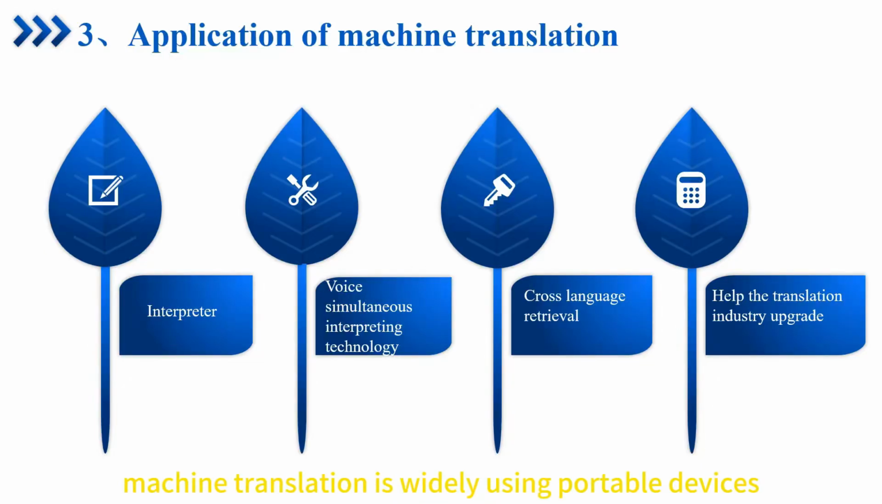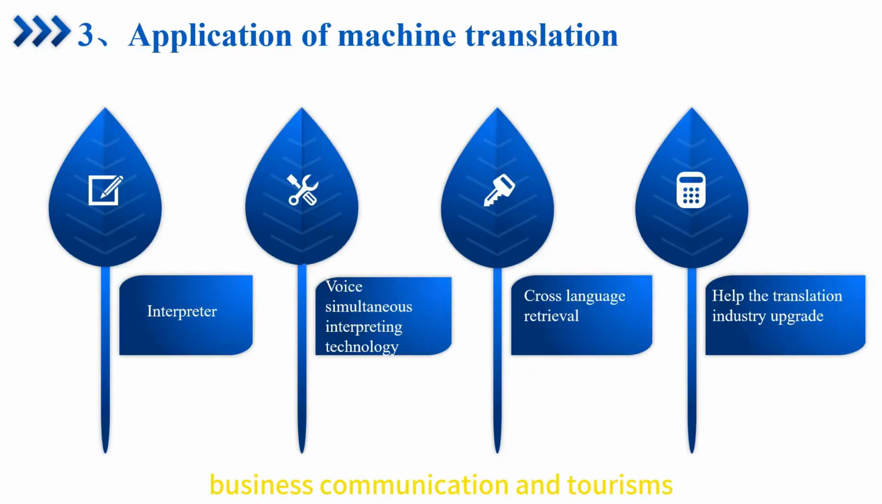Machine translation is widely used in portable devices that help people communicate in different languages. This allows for easier travel, business communication, and tourism. Machine translation can also help live interpreters by providing a written translation of what is being said in real time. This allows listeners to read along and better understand the speakers.